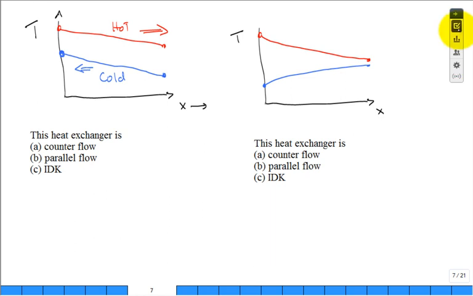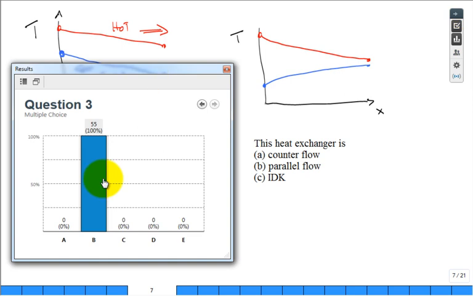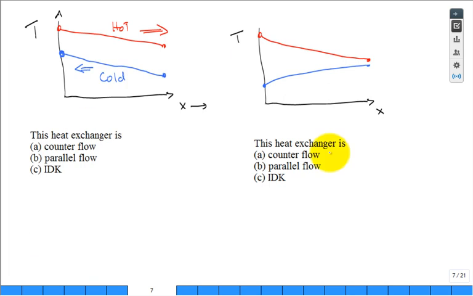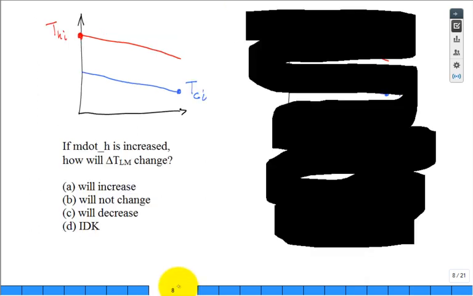This would be a very interesting study to see how people respond because, perfect. What can I say? That's nice. So the blue is moving in this direction. It's being heated as more heat is transferred to it, and the hot is being cooled as it flows in that direction. All right, if the mass flow rate of the hot is increased, I think we did this last time, didn't we? Will the log mean temperature difference change? This is a counterflow heat exchanger.